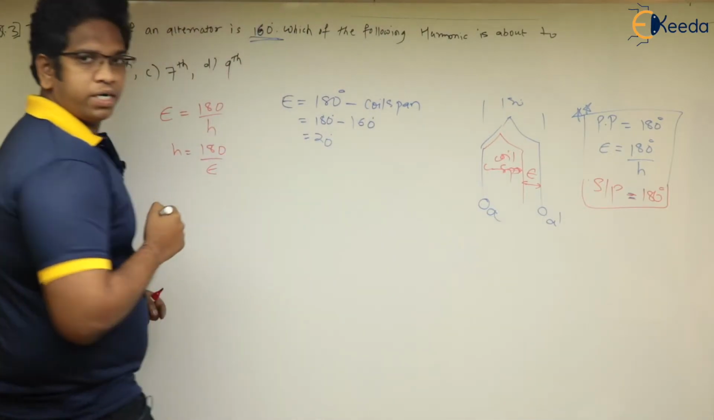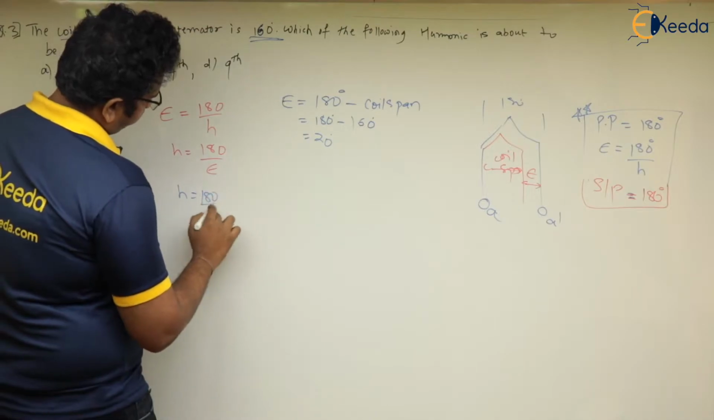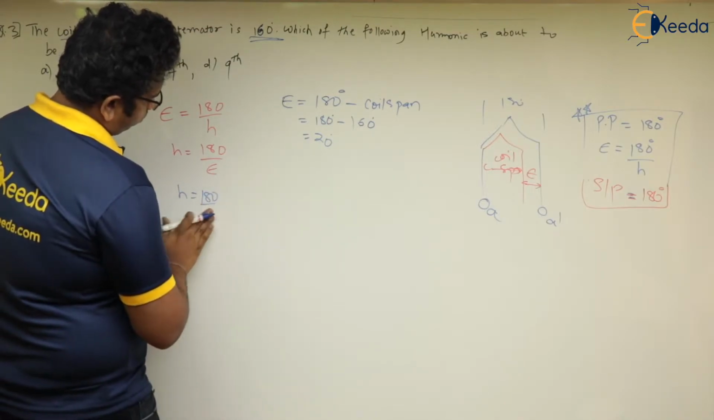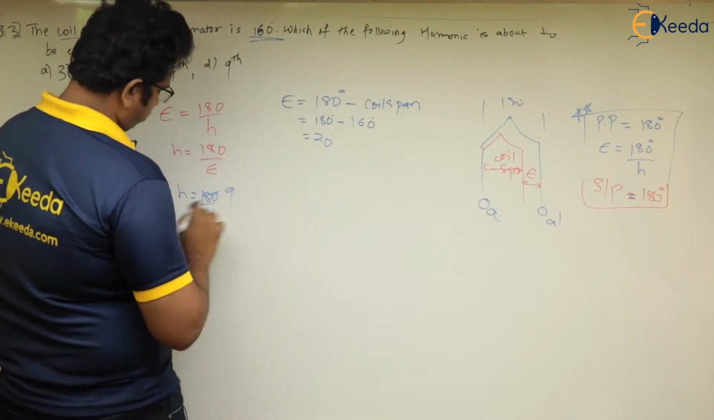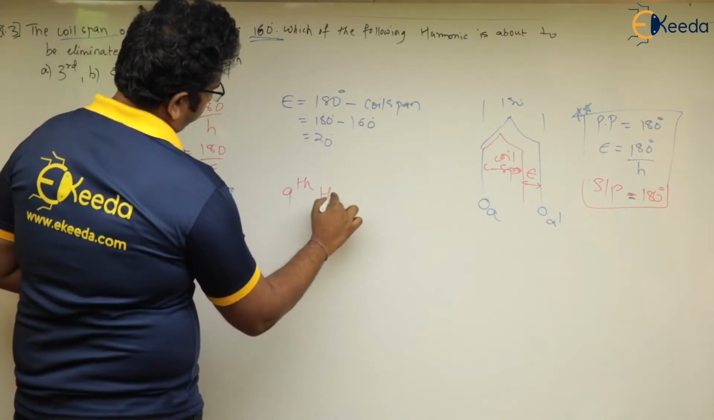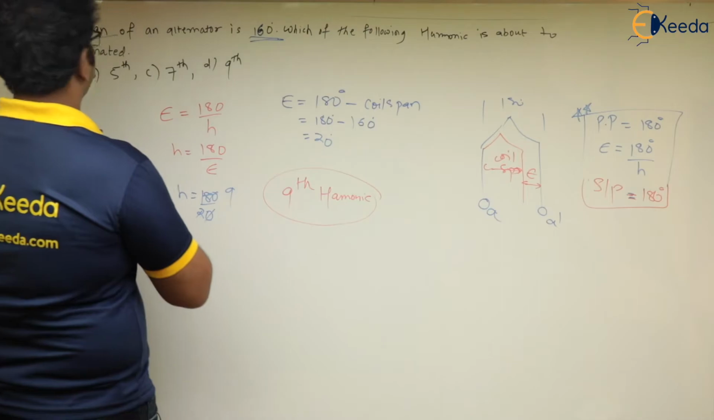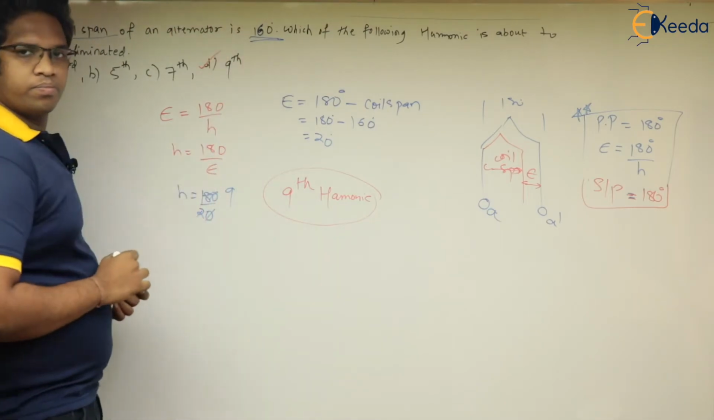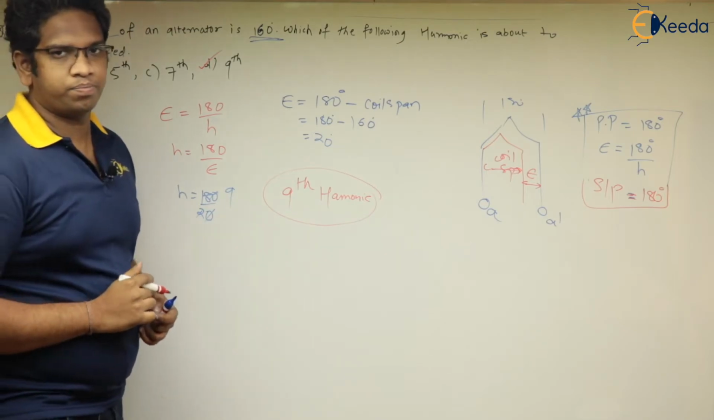So if epsilon is 20 degrees, then what will you do? H is equal to 180 degrees by epsilon, which is 9. So it is going to eliminate the ninth harmonic. So option D, ninth harmonic. Let us think of the next question.